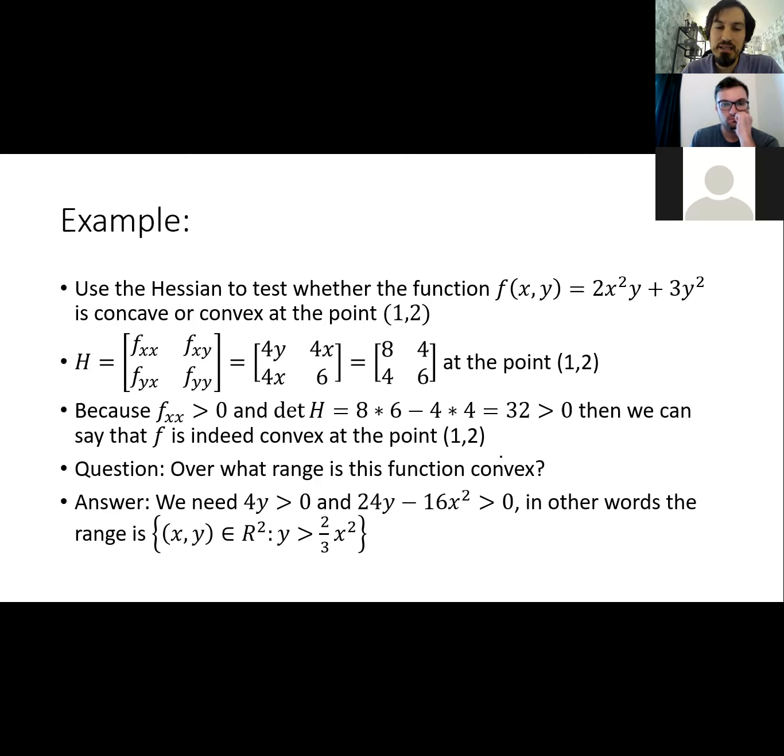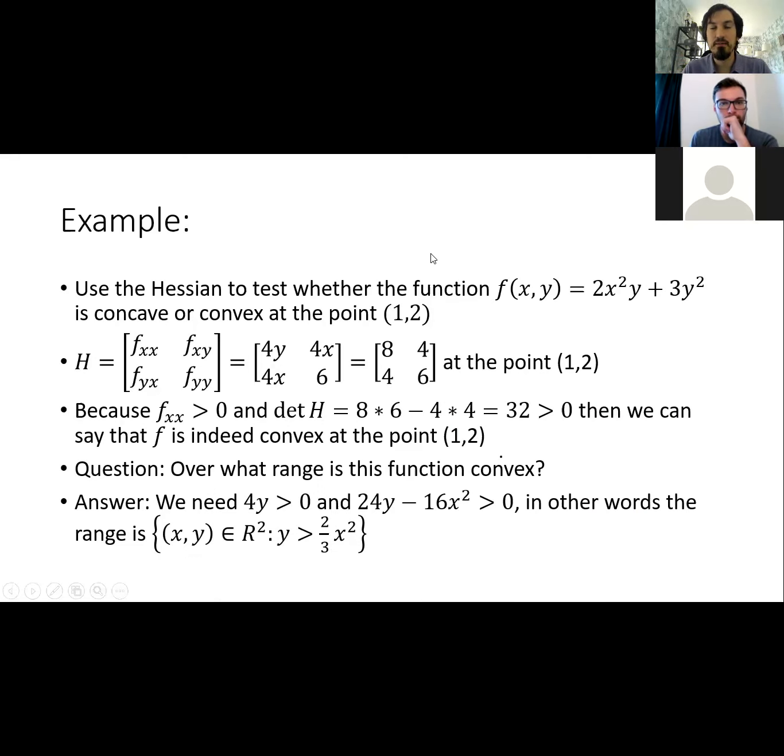If I ask something like this, though, I'm really looking for this condition here. Y is greater than 2/3 x squared. That's the way to tell me that's when the function's convex. Okay? I think that's the end of this section. You guys have any questions about the Hessian and this relationship between the Hessian matrix and the concavity and convexity?